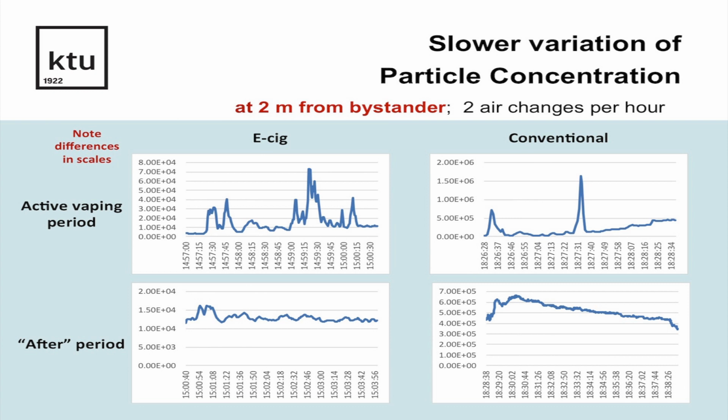And they are not so evident, but there are some indications that there is some active process happening, especially in the conventional cigarette. One puff was able to travel directly to the bystander. But again, the after period is rather similar. With e-cigarettes it's rather stable, and with conventional cigarettes we see again an increase of particles and then the decrease.